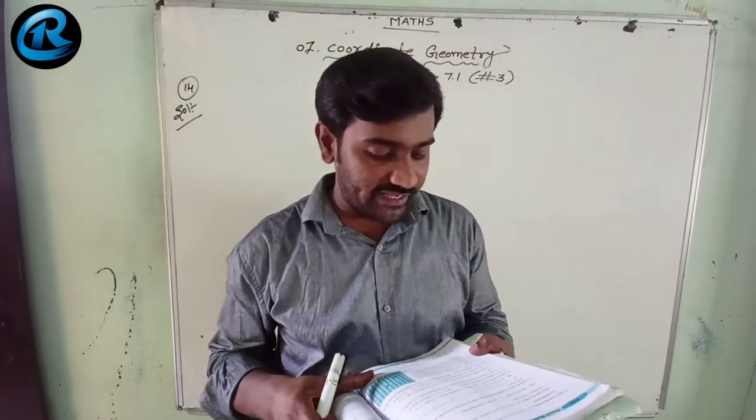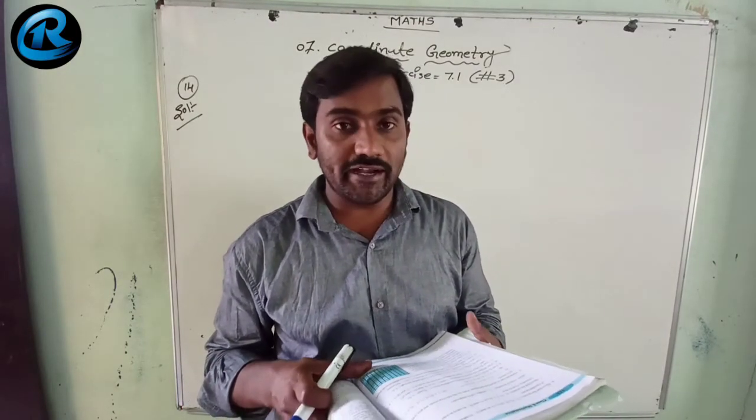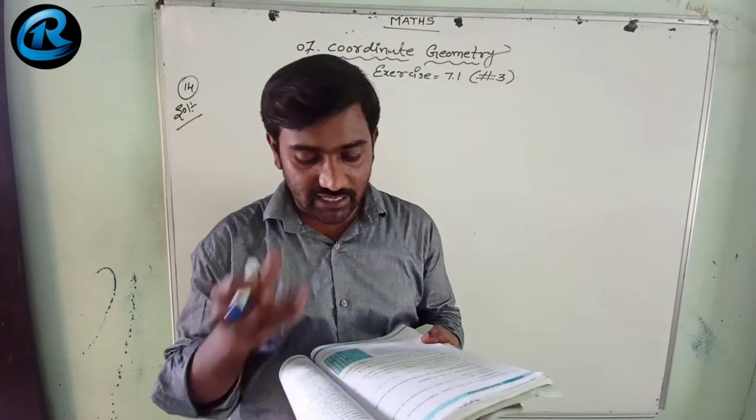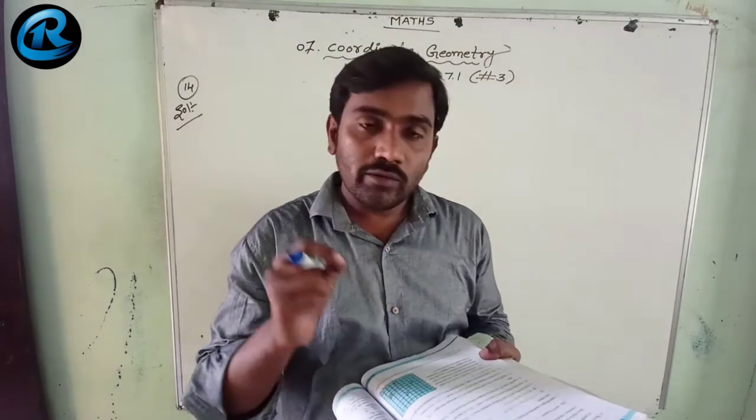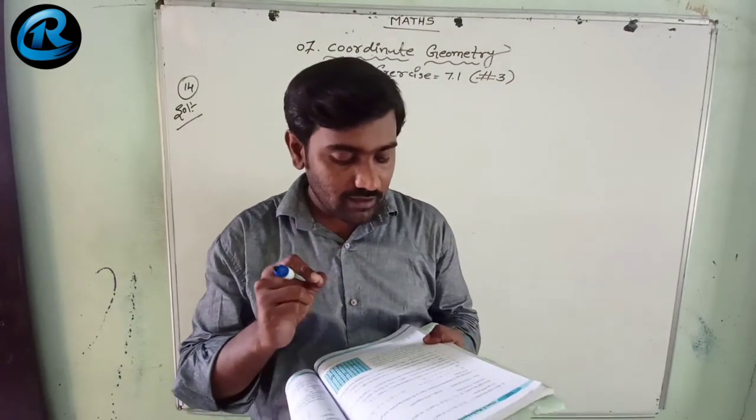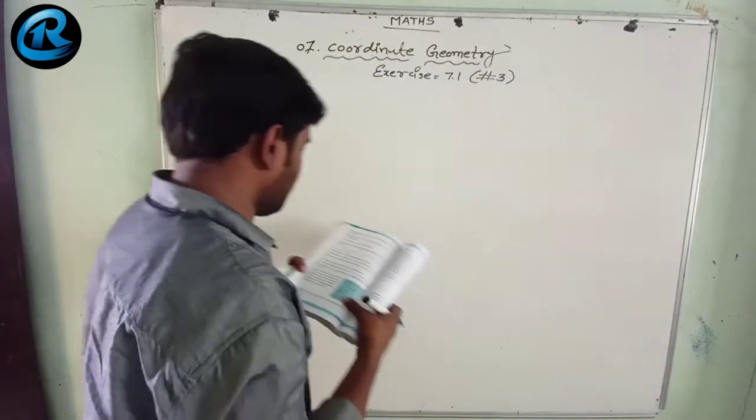Find the relation between x and y such that the point (x, y) is equidistant from the points (minus 2, 8) and (minus 3, minus 5).